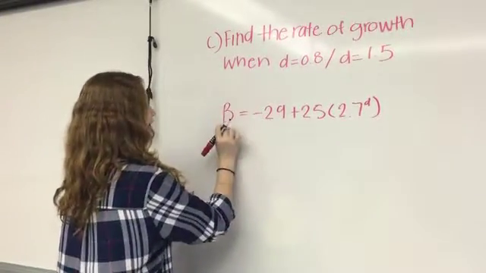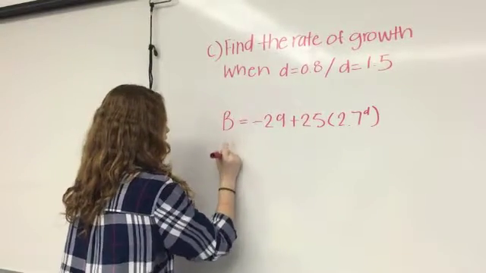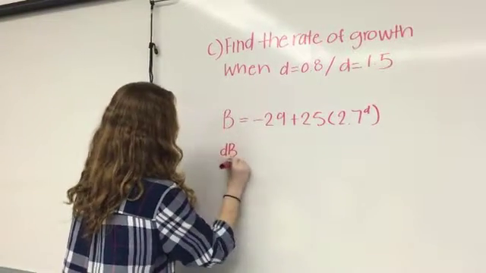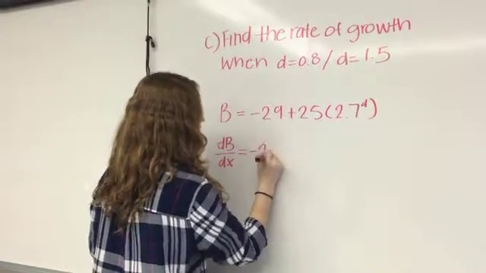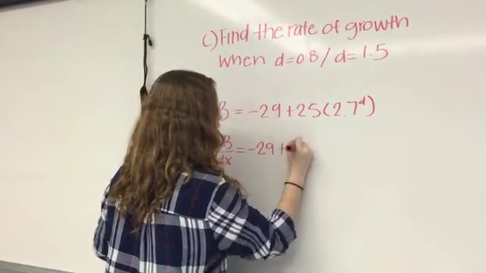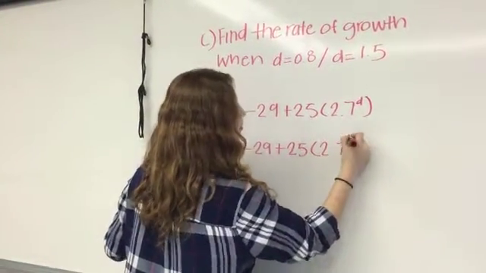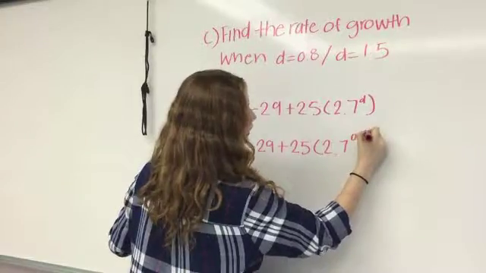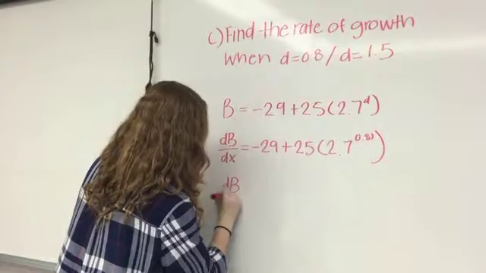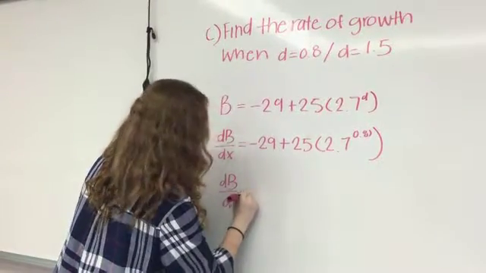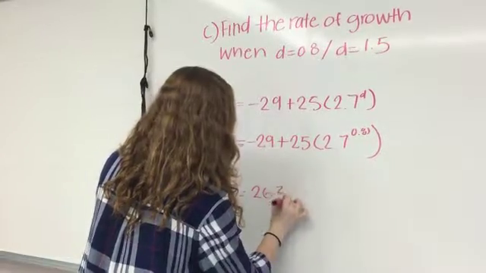So, we have to find the derivative of this B, which will be equal to dB over dx equals negative 29 plus 25 times 2.7 to the exponent 0.8, which if you plug in the calculator, you will get a total of 26.33.